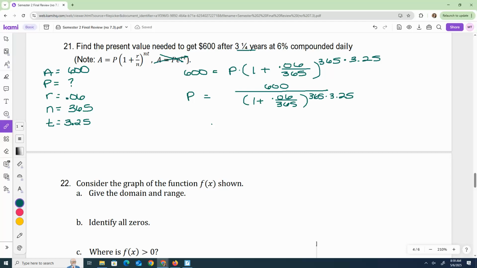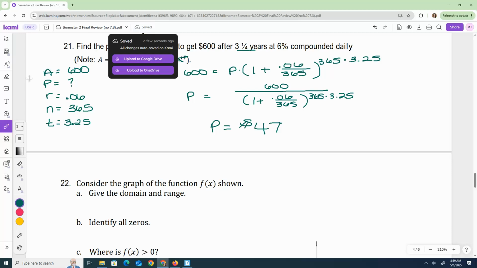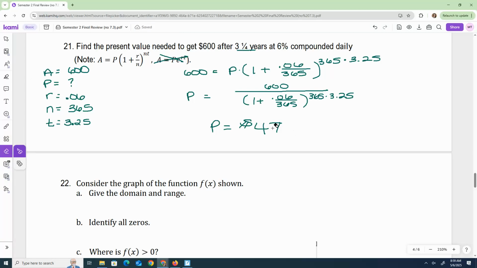We are talking about money, so 2 decimal places. So we get 493.70.